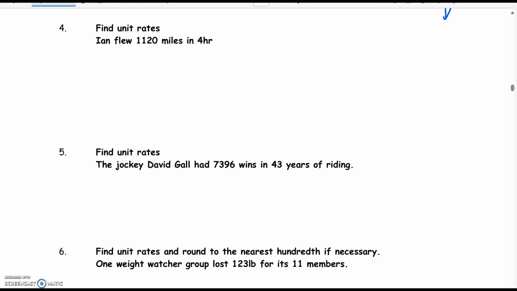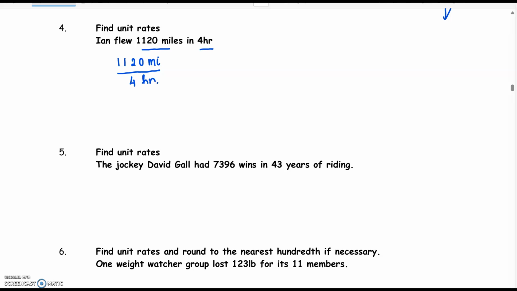We're still talking about rates. Rates are nothing but ratios where we compare two different quantities. So in this case, we are comparing the number of miles, which is distance, and time in hours. So 1120 miles to 4 hours. So this is a rate.